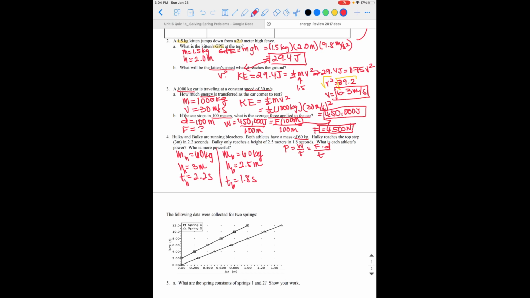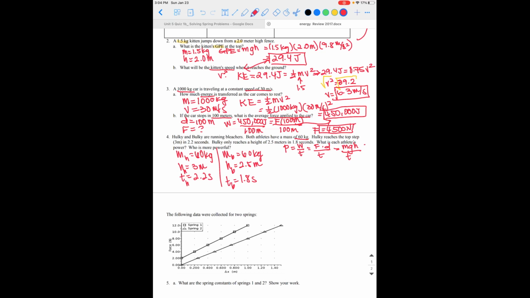Force, in this scenario, is the weight of Hulky and Bulky. It's mg. The distance that is traveled is a height. We have height above the bleachers. So if you write out the equation for force and turn distance into height, because the height is the distance, you actually get the gravitational potential energy equation over time.